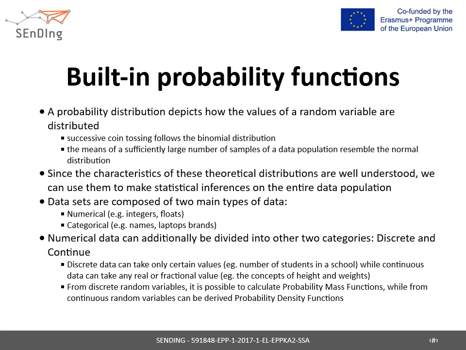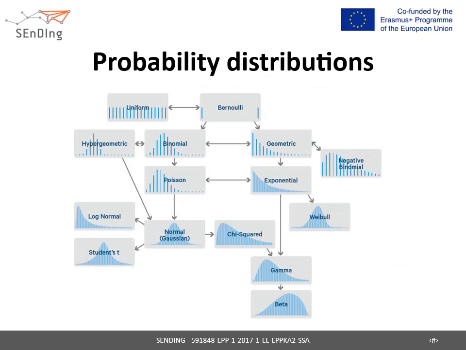From discrete random variables, it is possible to calculate probability mass functions, while from continuous random variables we can derive probability density functions. There are many different probability distributions in nature, as depicted in this figure. In this unit we will be discussing some representative distributions that are typically used for data science tasks.